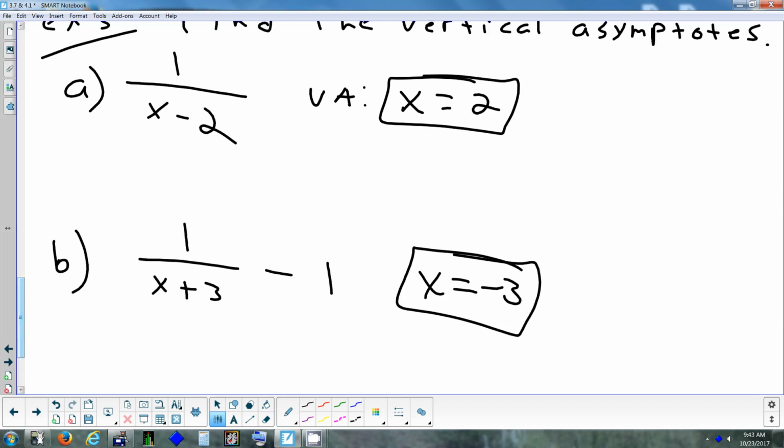What if you write y equals? What would that be? That's a horizontal. That's different. This negative 1 has nothing to do with the vertical asymptote. It does have something to do with the horizontal. It shifted down 1. But the plus 3 shifted everything left 3.